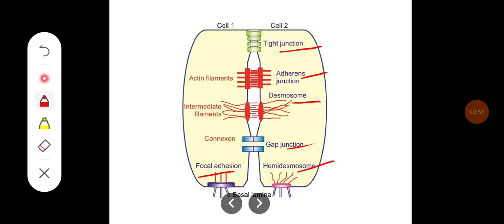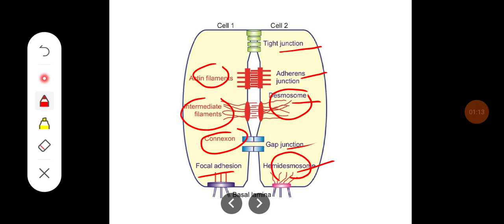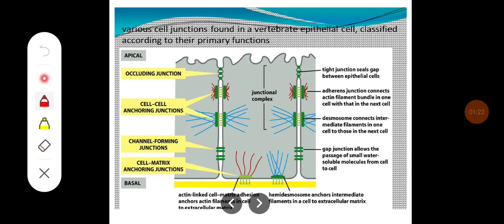The adherens junctions make use of actin filaments for the connection, whereas desmosomes make use of intermediate filaments. And the gap junctions make use of connexons. Hemidesmosomes again make use of intermediate filaments, whereas focal adhesion makes use of actin filaments for the connection to the basal lamina.